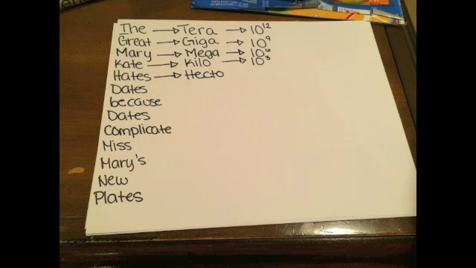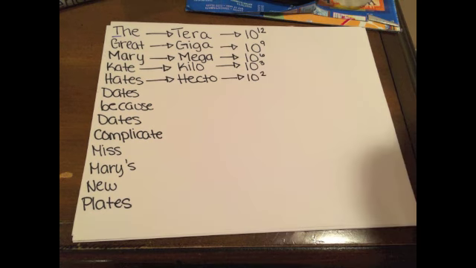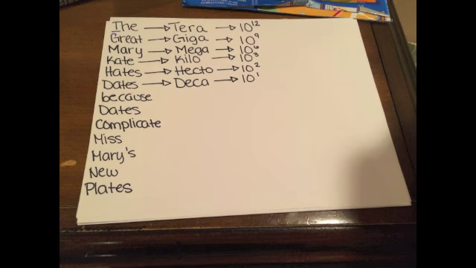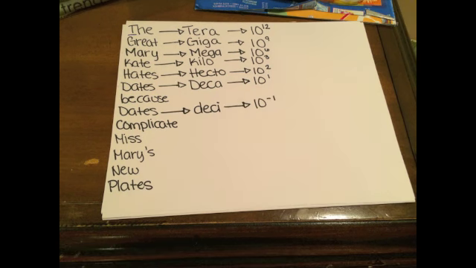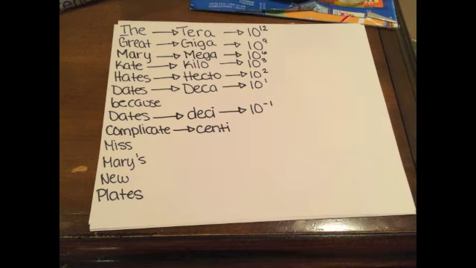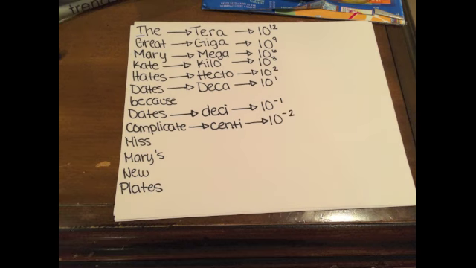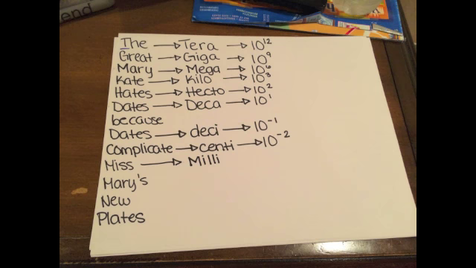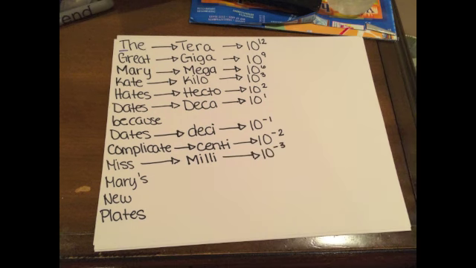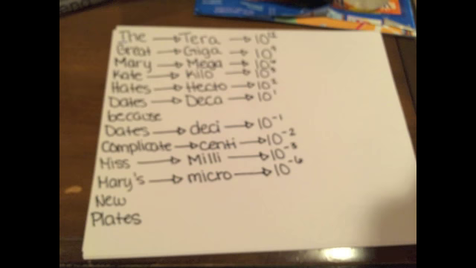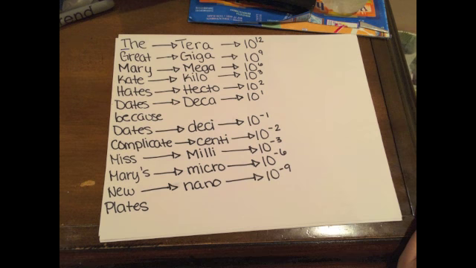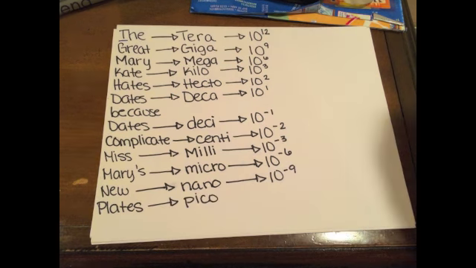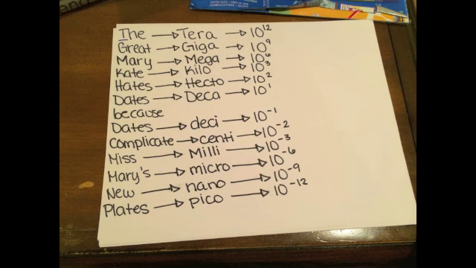H stands for hecto, which is 10 squared, and D stands for deca, which is 10 to the 1st power. The second D stands for deci, which is 10 to the negative 1st power. C stands for centi, which is 10 to the negative 2nd power. M stands for milli, which is 10 to the negative 3rd power. M stands for micro, which is 10 to the negative 6th power. N stands for nano, which is 10 to the negative 9th power. And P stands for pico, which is 10 to the negative 12th power.